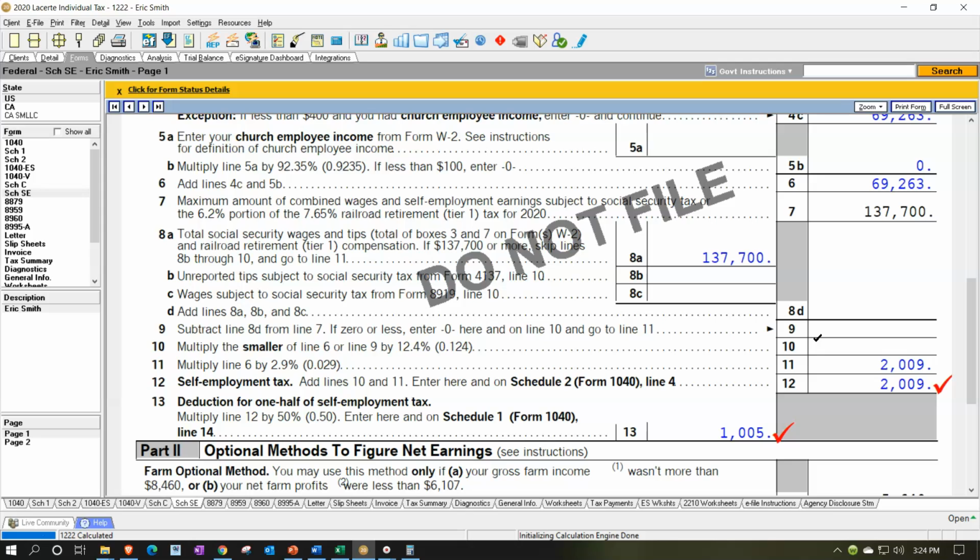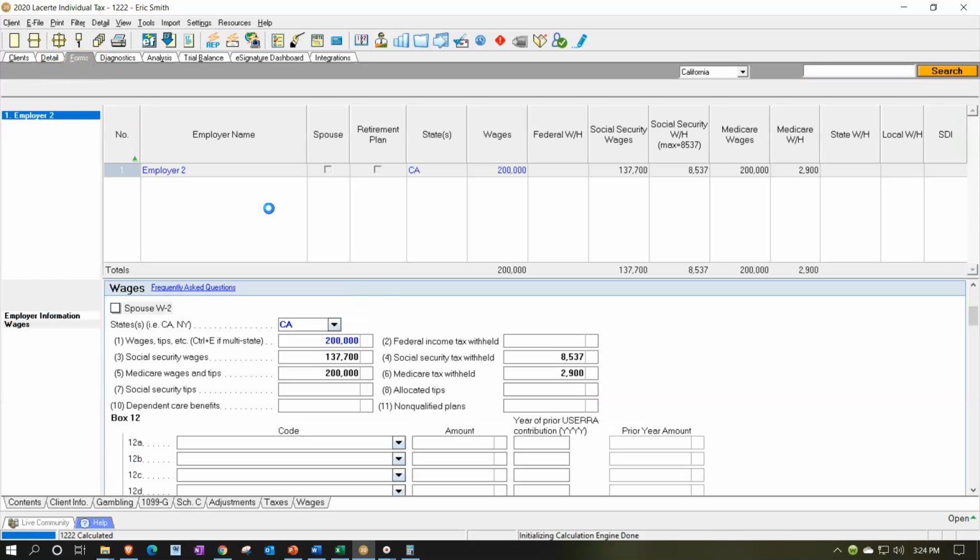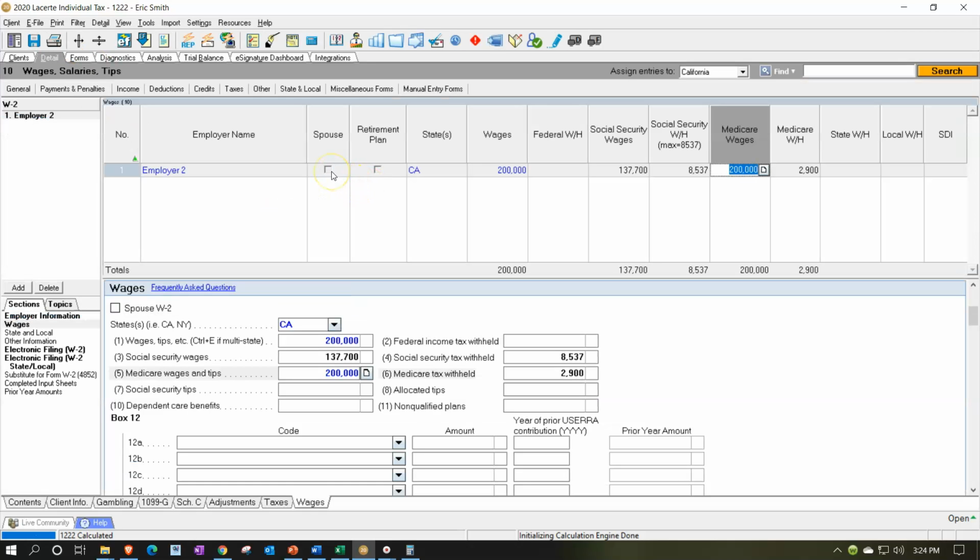And if you're going to hit that cap with a married couple, then you have to be careful in terms of who you're applying the wages to. You have to make sure that you're applying the W-2 income to the right spouse, so that you're applying the Social Security correctly, so that the caps will be hit correctly within the tax software.